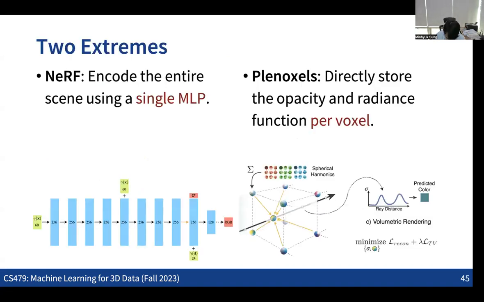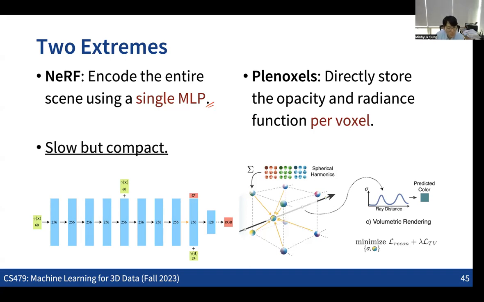So now we are having two extreme cases. One is the case where we have a single MLP that encodes the entire scene, right? And Plenoxels is the case where we are not using a neural network at all, but store the opacity and the radiance information for each of the voxels.